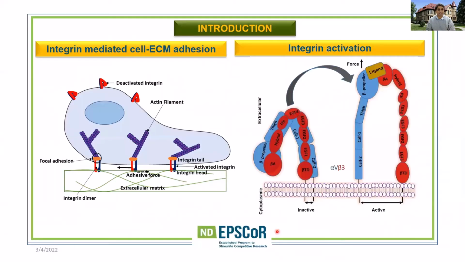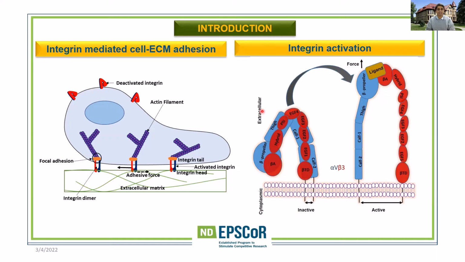So what are these integrins? Integrins are the transmembrane proteins which couple the extracellular matrix to the cell cytoskeleton and facilitate cell migration, proliferation, and differentiation. These integrins are composed of alpha and beta subunits. In the initial stage, these integrins are in deactivated form.